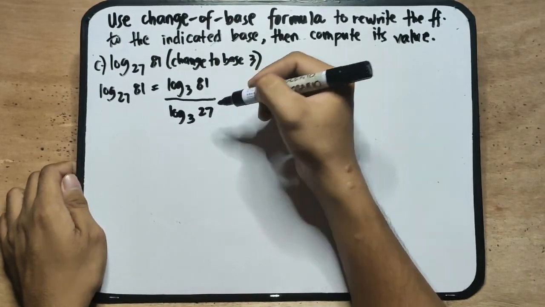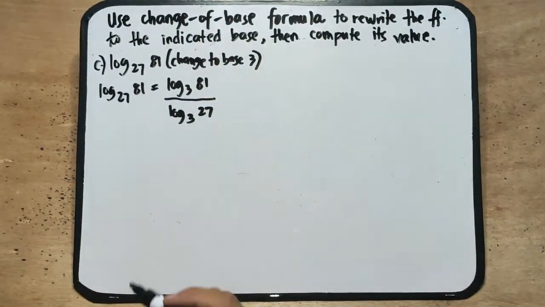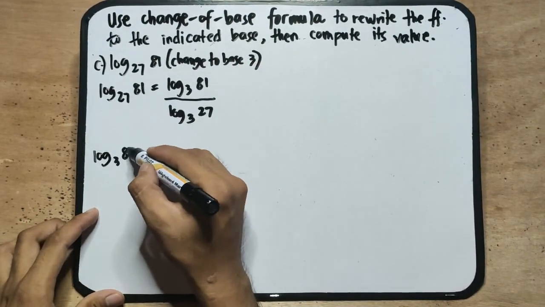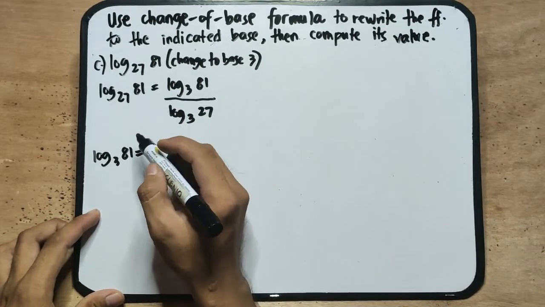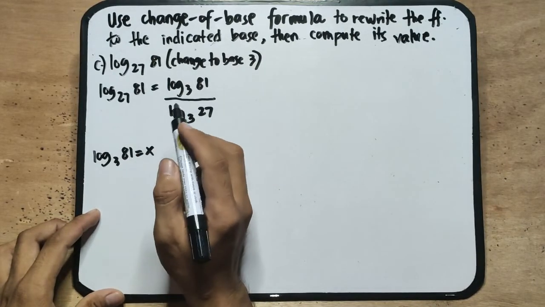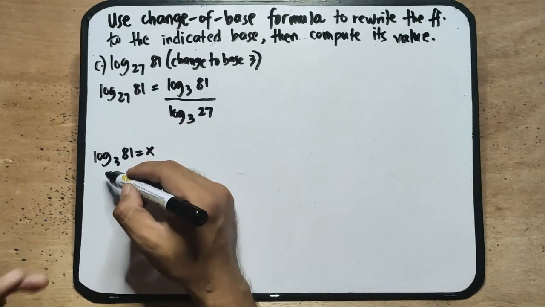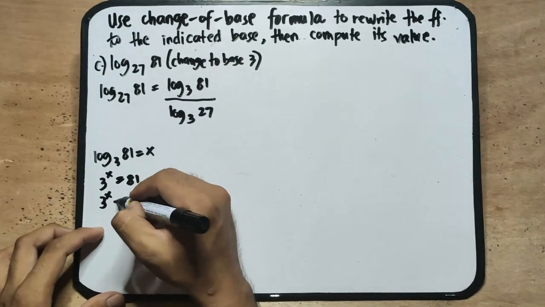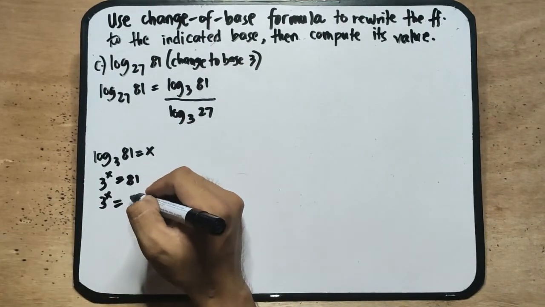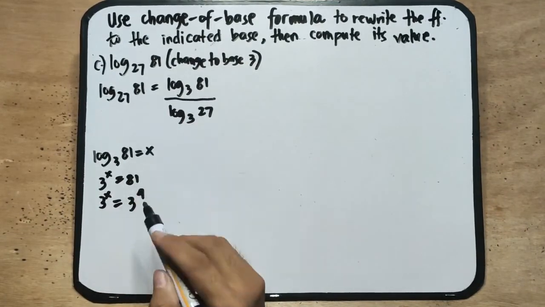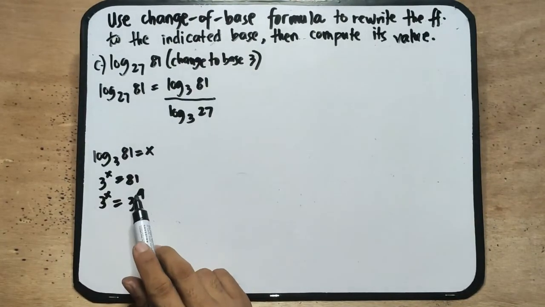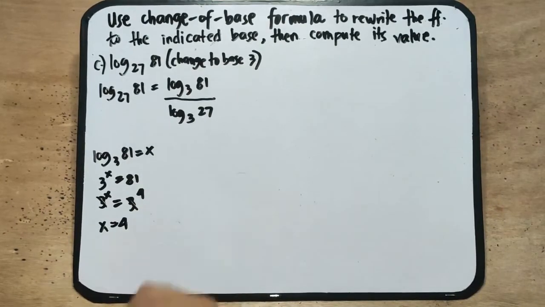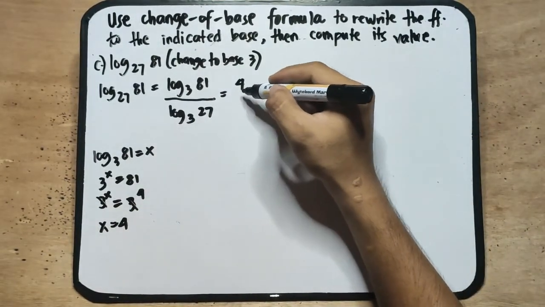3 of 27. So let's compute for the numerator. The numerator is log base 3 of 81 is equal to x. So solving for x, we transform this to its equivalent exponential form. So 3 raised to x is equal to 81. So 81 is a multiple of 3. It can be written as 3 raised to 4 kasi if we multiply 3 4 times with itself, the answer will be 81. Same base, disregard the base, bring down the exponent. So ang value ng ating numerator ay 4.